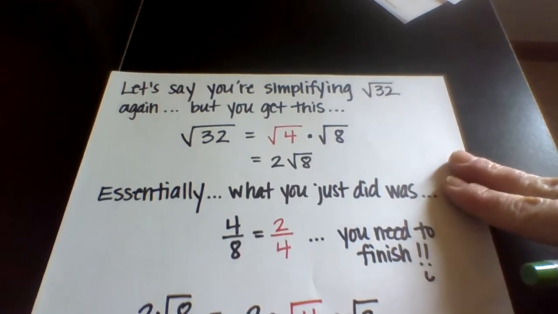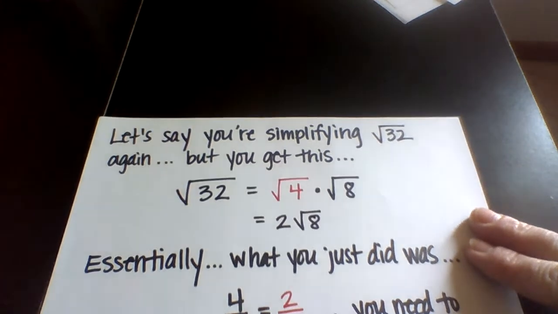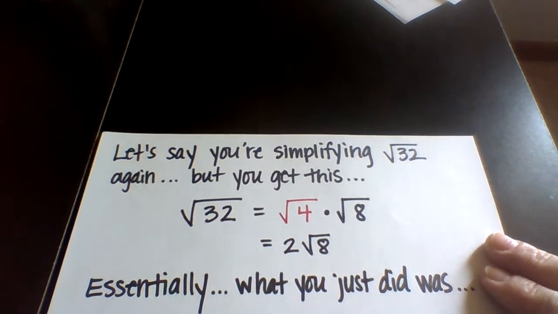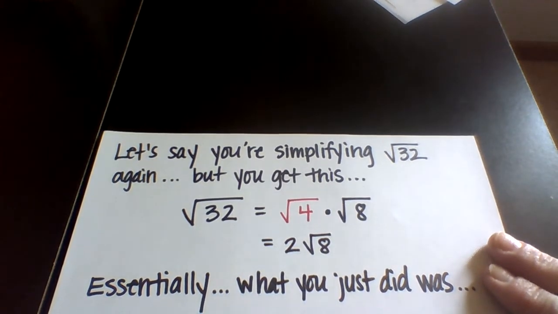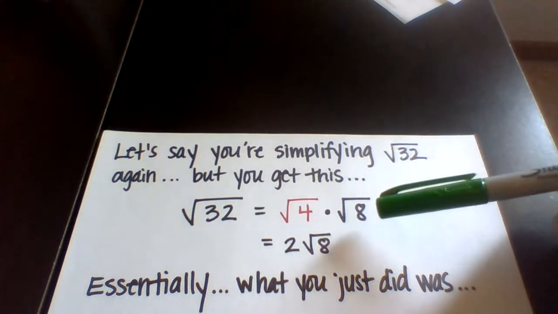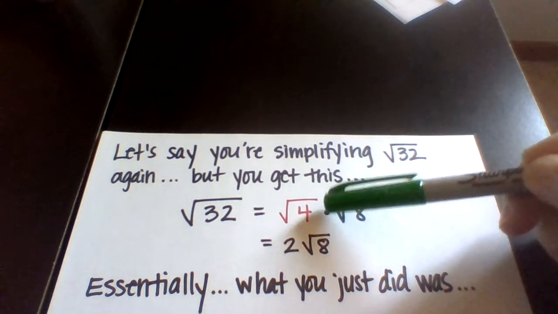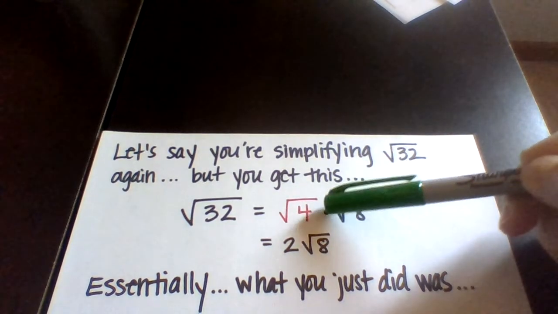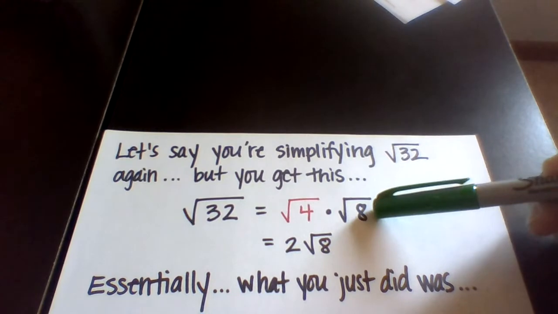Last thing I want to talk about. Let's say you're simplifying the square root of 32. Like one of you is doing it one way and one of you is doing it another way, and you don't get the same answer. So let's say one of you has it like this: the square root of 4 times the square root of 8. There's nothing wrong with that.